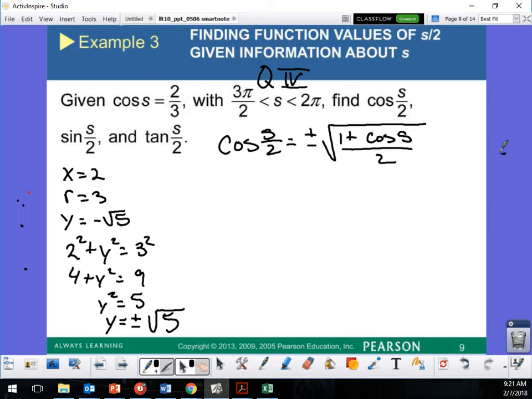Cosine of S is going to be this one right here, so it's 2 over 3, isn't it? So 2 over 3. Right here, I'm going to bring this down, so it's plus or minus square root of 1 plus my cosine, which was 2 over 3, all over 2, right? Did I lose anyone on that?